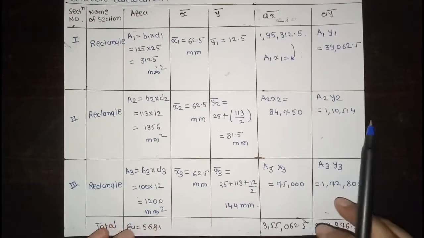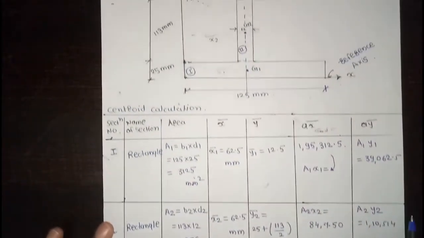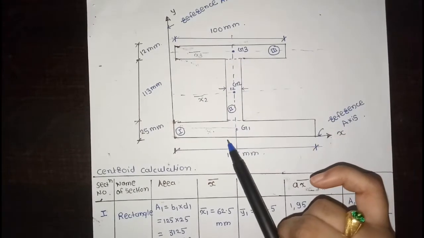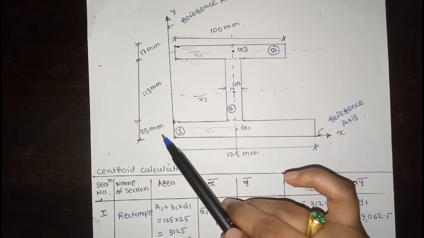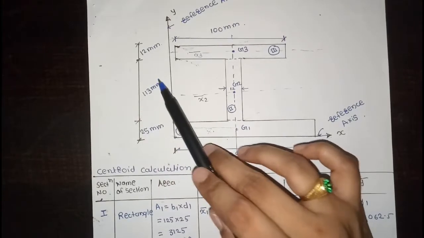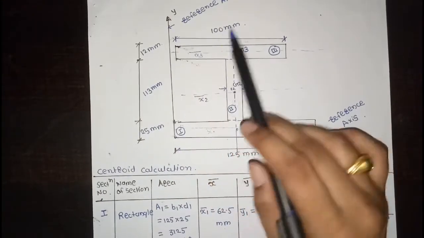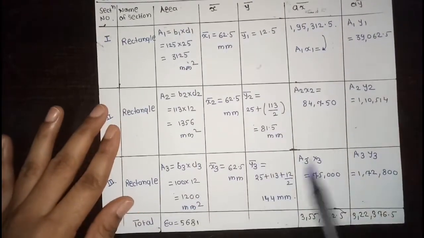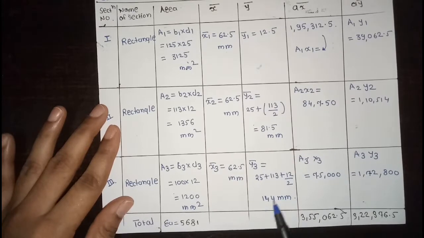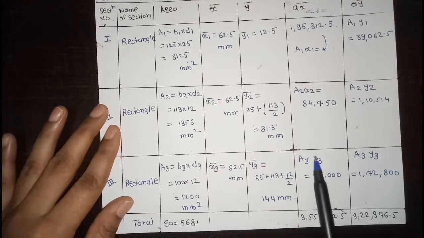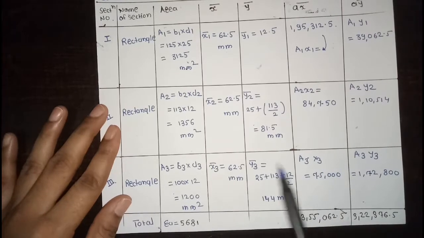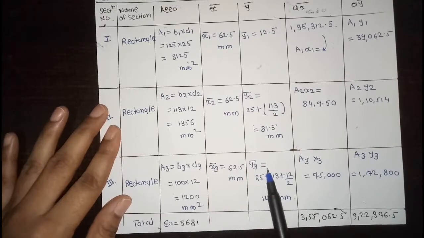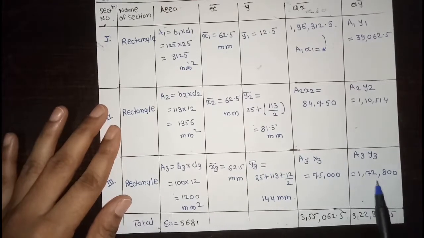y3 bar, then what is meant by y3 bar? y3 bar means the distance between point G3 to base of x-axis means 25 plus 113 plus 12 divided by 2, means this is the half portion. Okay, 25 plus 113 plus 12 by 2, 144 mm. Product of A3 x3, then we get this answer. Product of A3 and y3, then we get this answer.